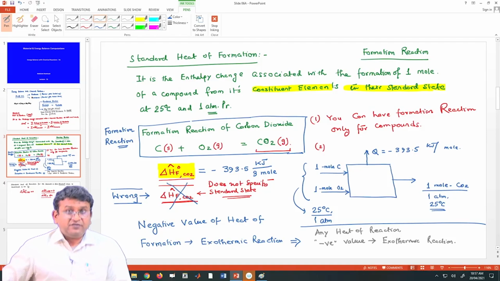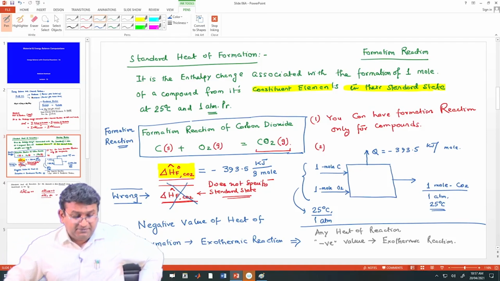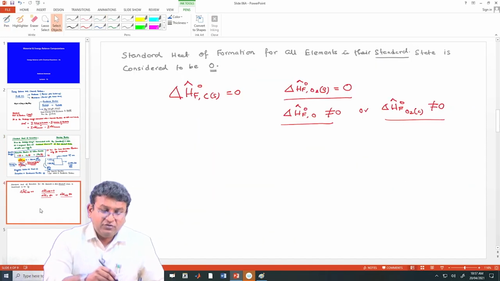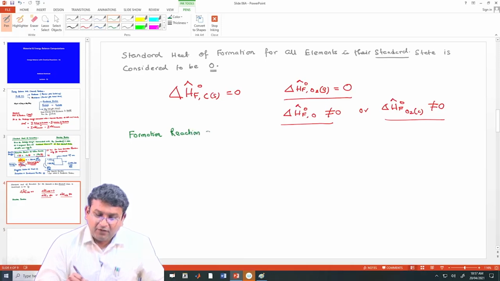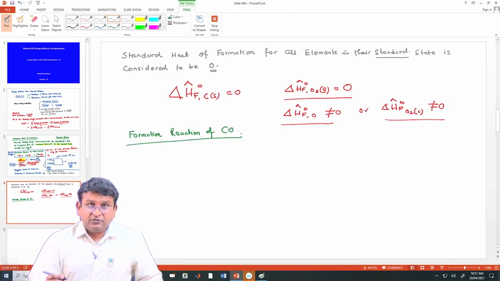So, this is what is known as a formation reaction, and the very next example gives you a very fascinating aspect about formation reactions. Let us try to write down the formation reaction of carbon monoxide. So, how will it look?